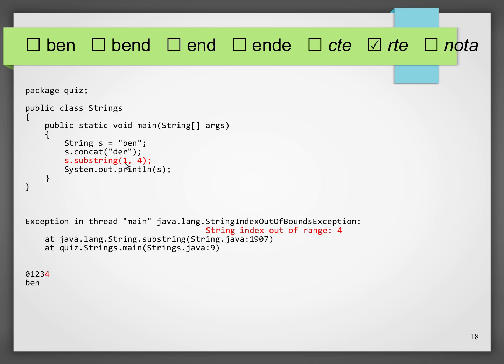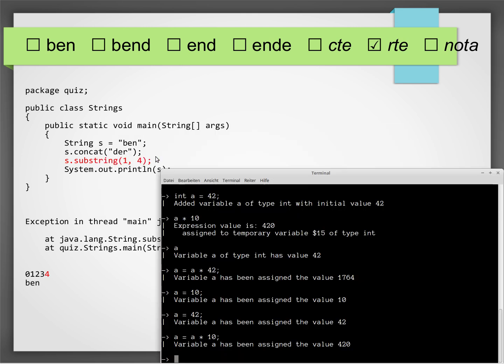And this may be confusing to you. Why is this not the index of the last character? It's just convenient because if you subtract these numbers, you get the length of the resulting substring. And if you have multiple substrings in sequence, you can use the same number twice. Let me show you this. This is maybe a little confusing.